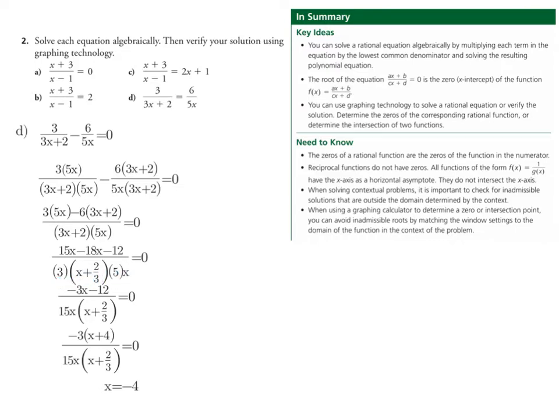I'm just doing that to make sure that when I get a final answer, it doesn't also make the bottom equal to 0, because if it does, then my final answer isn't an actual answer, because you're not allowed to have the bottom equal 0. So I just make sure that everything's factored nicely.